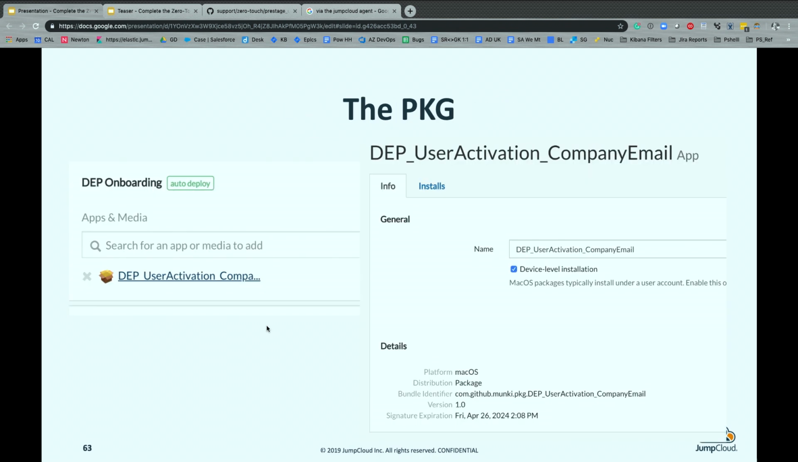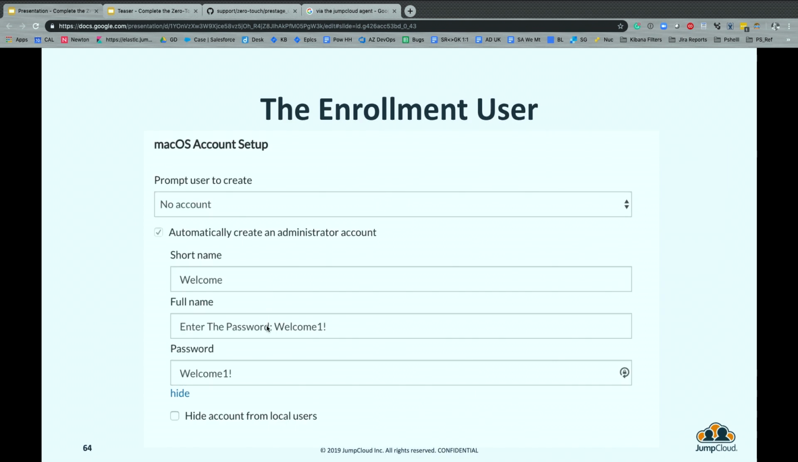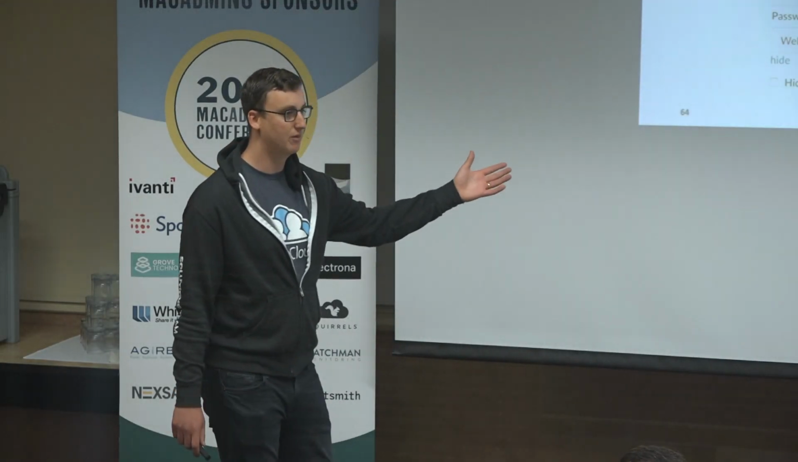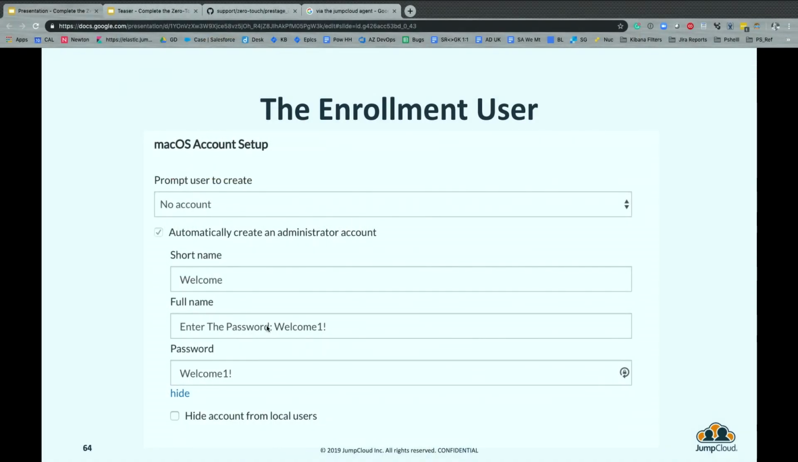This PKG, again, needs to be scoped for device level installation and is really the meat and potatoes of what drives this workflow. The enrollment user is super important, and this enrollment user is simply there to install the JumpCloud agent with the service account, and then it gets yanked from the machine. So what we see here is this is incredible UX, right? Full name, enter the password welcome1. This is the idea of this account that we're pushing down.